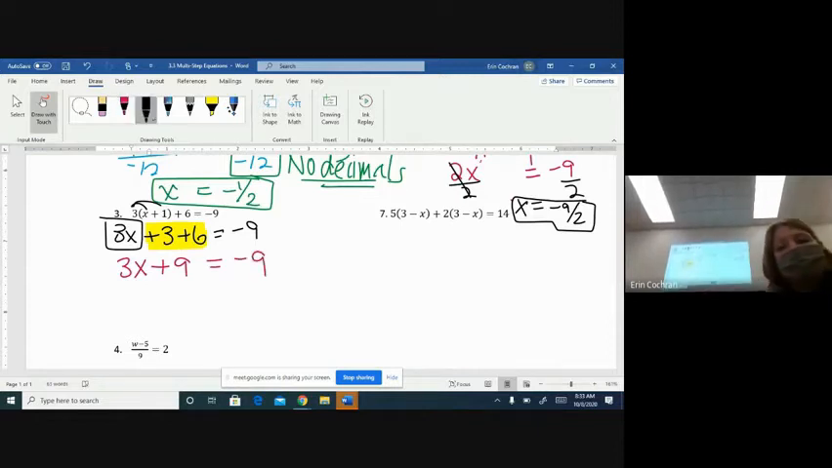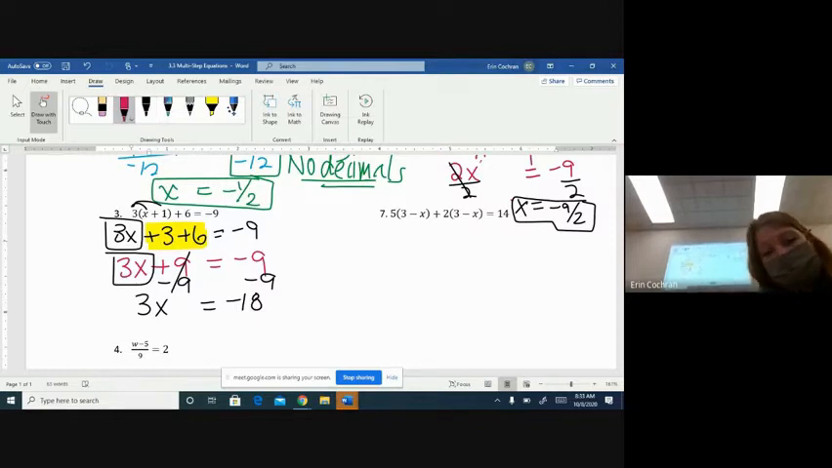All right, now what would be the next step? Subtract the 9, because that's the constant on the same side, and I'd get 3x, 9 minus 9 is 0, equals negative 18. And then how do I get rid of the coefficient of 3? Divide by 3. So x would equal negative 6. Good. Any questions with that one?